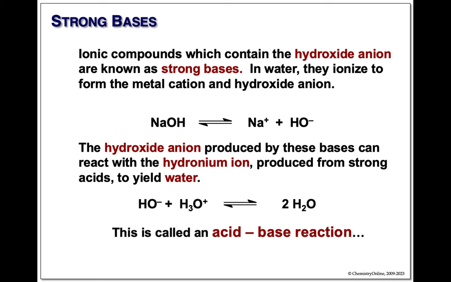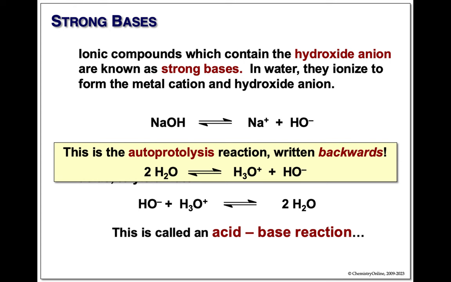If we take hydroxide anion and we allow it to react with hydronium, what do we get? Hydroxide is going to be the base. This is our acid. Donates its proton, and we get water. This is what's called an acid-base reaction. The acid reacts with the base, and we form water. Now, we've seen this reaction before. This is autoprotolysis backwards, isn't it? Here, we simply took water, made hydronium and hydroxide. Again, the equilibrium lies far over here on the water side. Same thing here. Water is the predominant product.